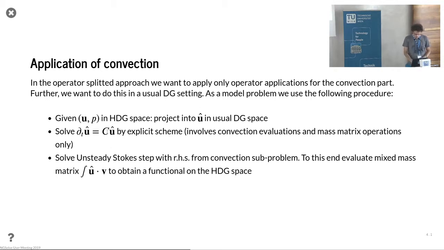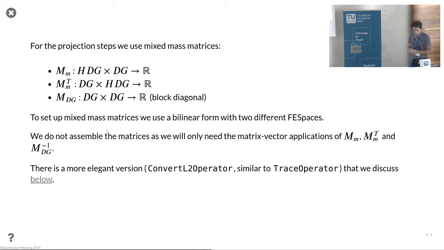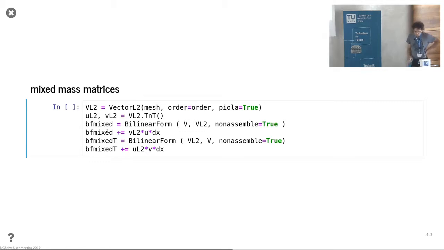Okay, so we want to apply a method as before, but we have to make the spaces that we use compatible. So we have to map from the HDG space, this product space out of three functions, into an L2 space, which is what we saw already in the other examples, then apply the operator there and project back into the other space. Here we can do this by formulating mixed bilinear forms for the transfer operation, or you could similarly do something like the ConvertL2 operator that we also discuss in a minute on the slides. But the straightforward way to do this is the following.